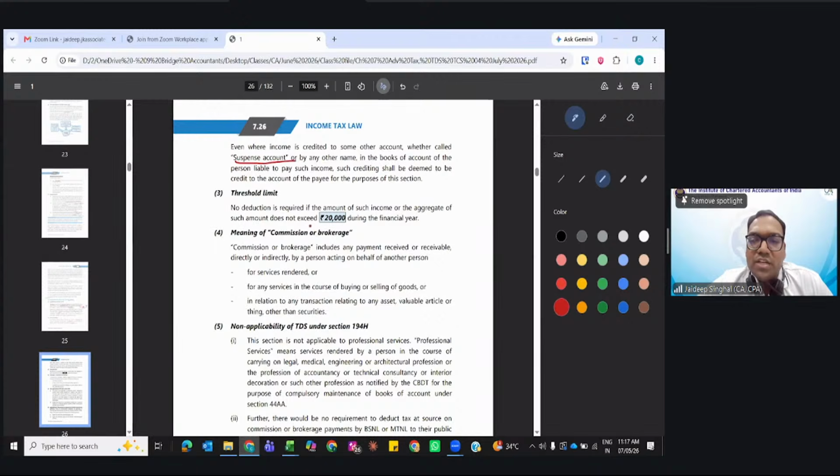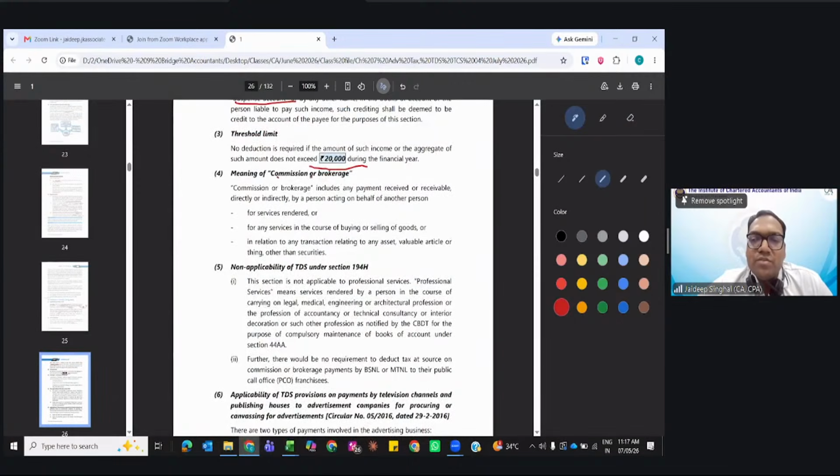What is the threshold? Threshold is 20,000. If the commission paid is more than 20,000, then it applies. What is commission or brokerage? It is for any services rendered in the course of buying or selling of goods, or in case of transactions related to an asset, valuable article, or things other than securities.